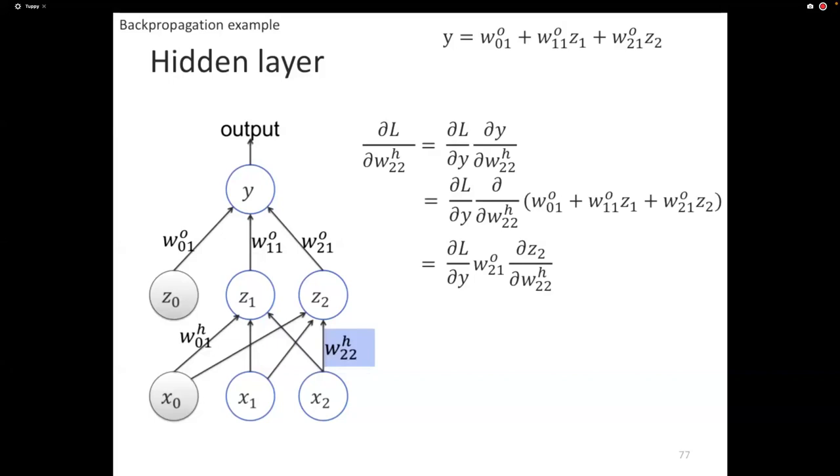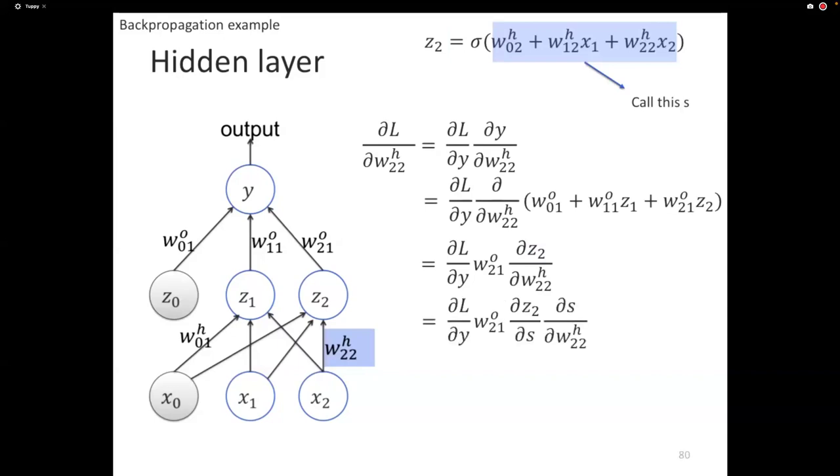And Z2 is a function of W22, but let's look at the definition. Z2 is the sigmoid applied to some linear transformation. So let's call the linear transformation S. So Z2 is sigmoid of S, and S is the linear transformation. So I can write the partial derivative of Z2 with respect to W22 as the partial derivative of Z2 with respect to S times the partial derivative of S with respect to W22.